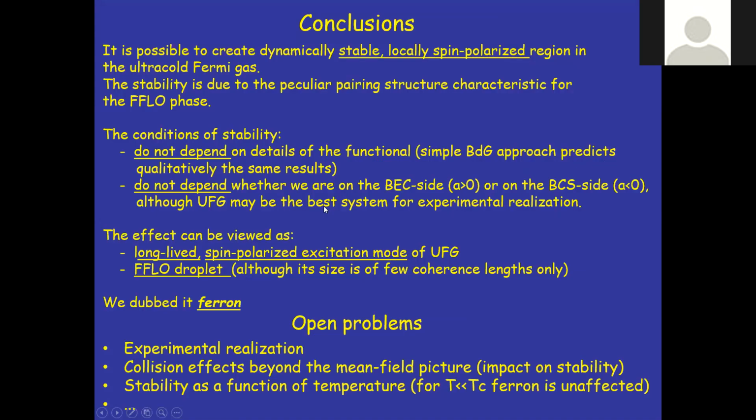So, coming to the conclusions. The interesting thing is that we show that it looks like we can create a dynamically stable, locally spin polarized region in the ultracold Fermi gas, which has a spatial pairing field structure characteristic of the FFLO phase. Another thing is that the conditions of stability actually do not depend on the details of the functional. We did the same calculations using pure BDG, and everything qualitatively stays the same.